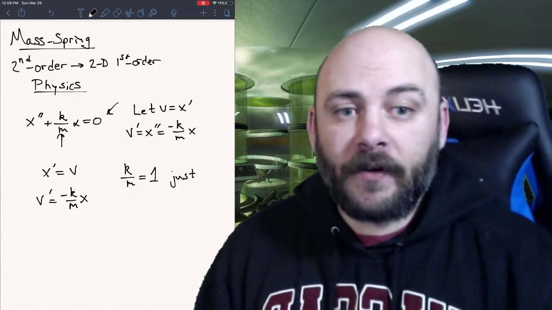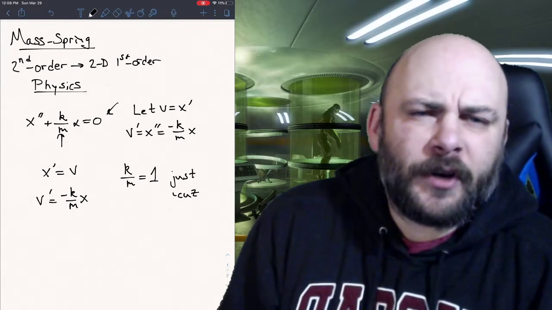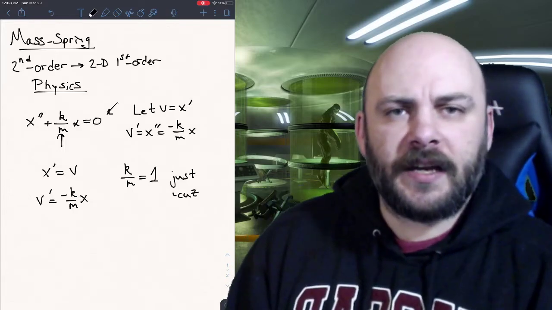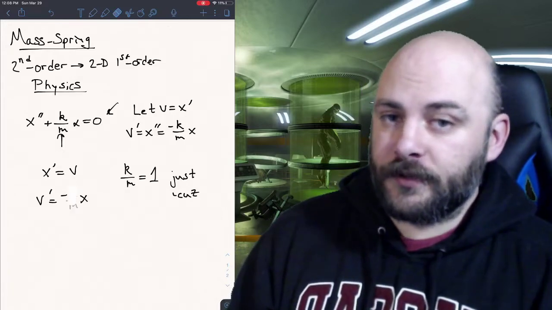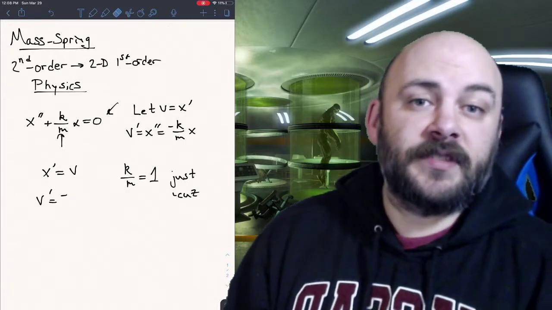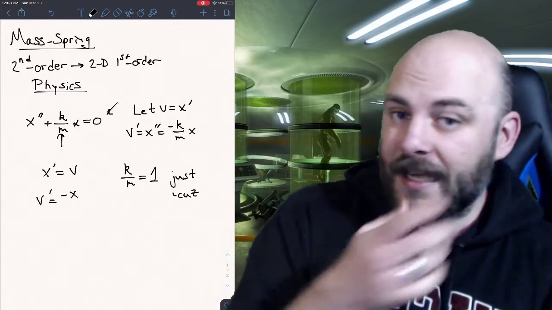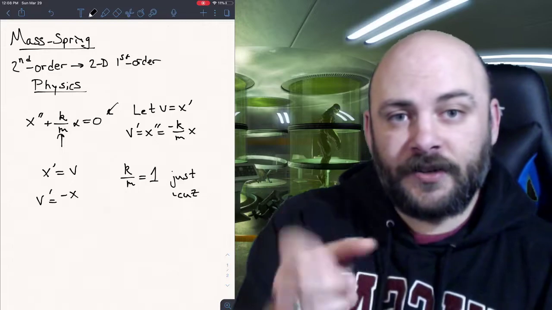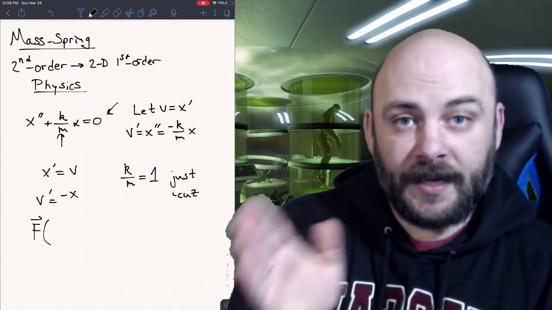Let's make the arithmetic simple. Let's go ahead and let k over m equal 1 just because I want to. Otherwise, we're just going to have some terms we're carrying around. It doesn't change any of the fundamental results. And so what this does to our differential equations in the end is we've just got x prime equals v and v prime equals negative x. So we can see how that interaction works: x is influencing v's value and v's value is influencing x's value.